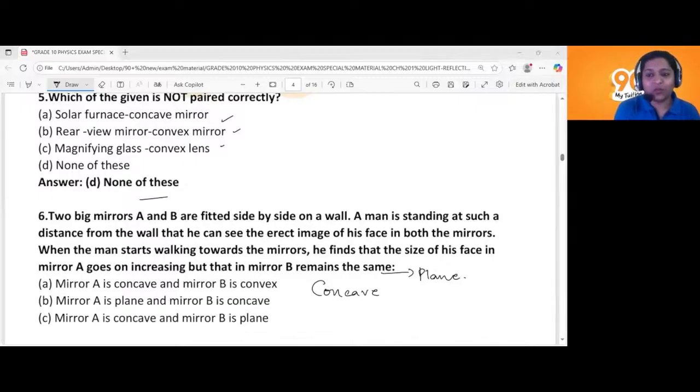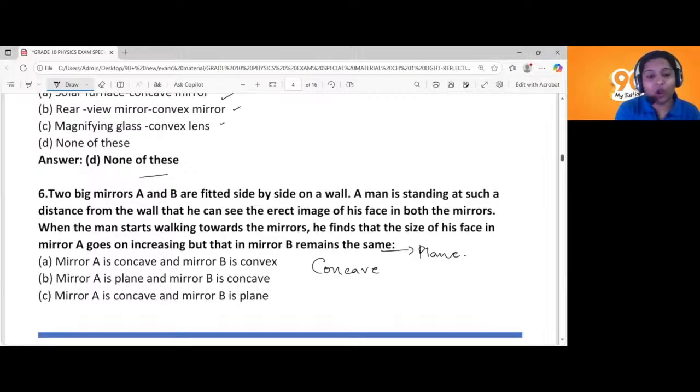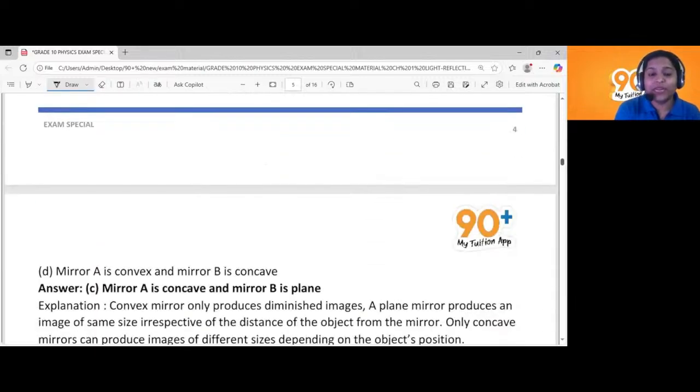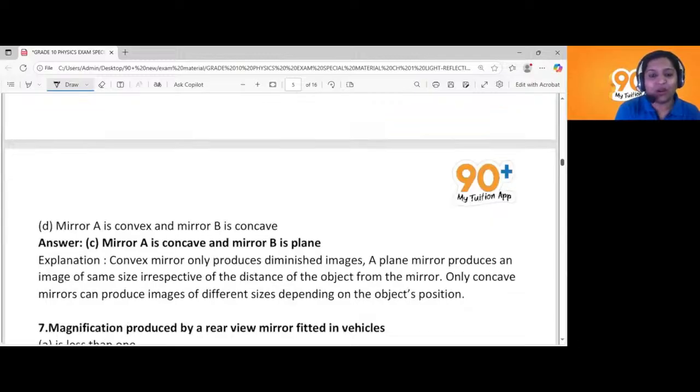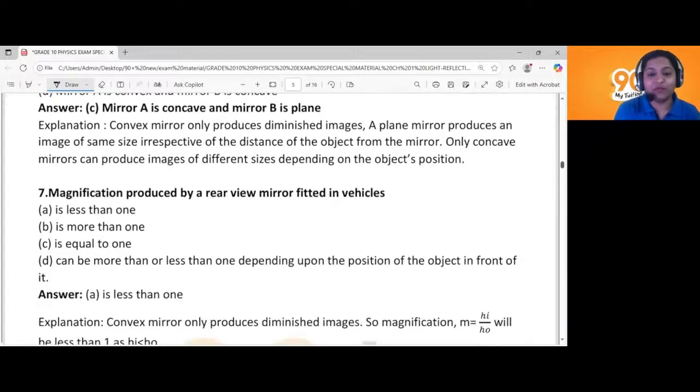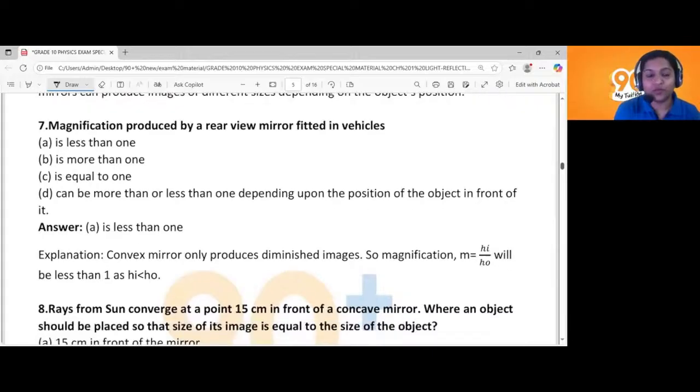Okay. So option A, concave, convex. Option B, plane mirror and concave. Option C, mirror A is concave and mirror B is plane. And option D, mirror A is convex and mirror B is concave. But we know that the first one is changing the size as per the position. It should be concave. And the second one is not changing the size as per the position. So it is a plane mirror. Okay. So go through all options. Okay, before choosing the answer, go through all options.